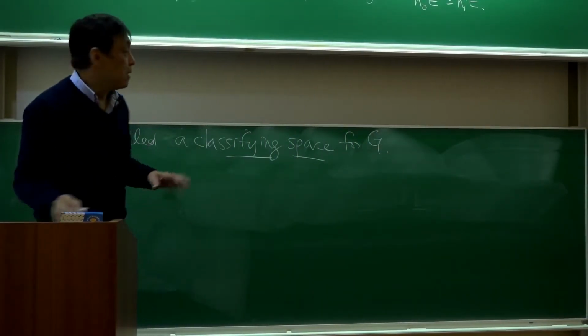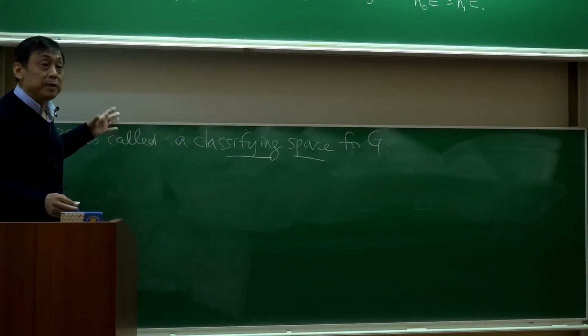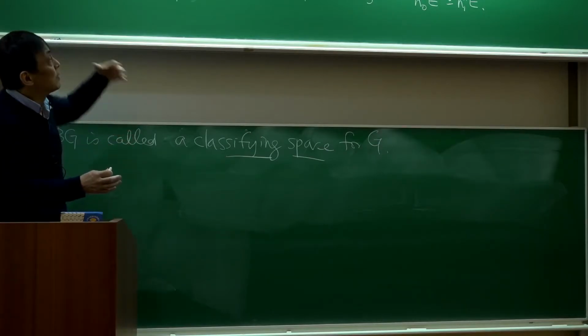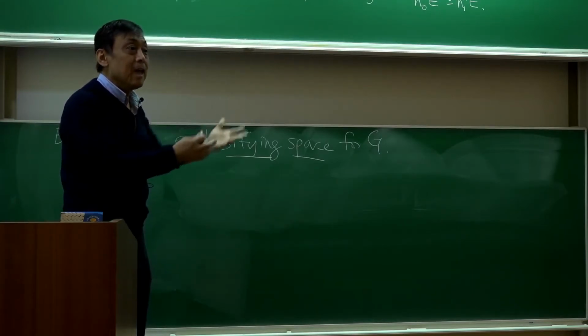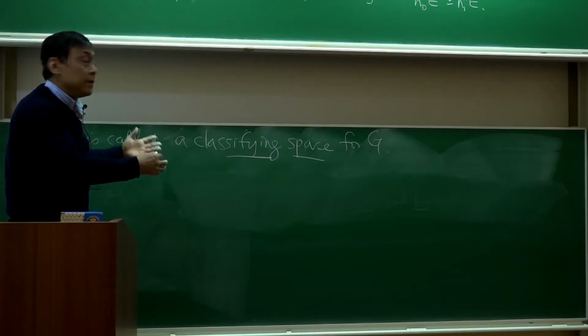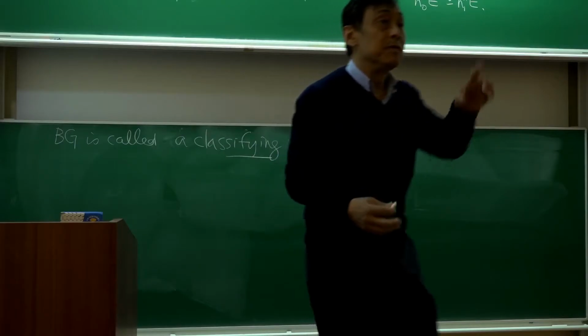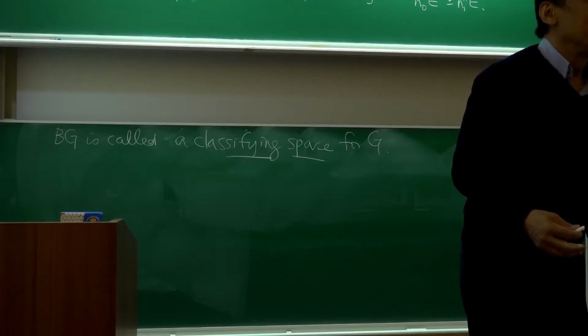And now we can prove that the homotopy type of BG is unique. Because there are many different universal bundles, there are many different classifying spaces, but for each G, they're all homotopy equivalent. How can we understand BG? For example, G equal to S1 or S3.